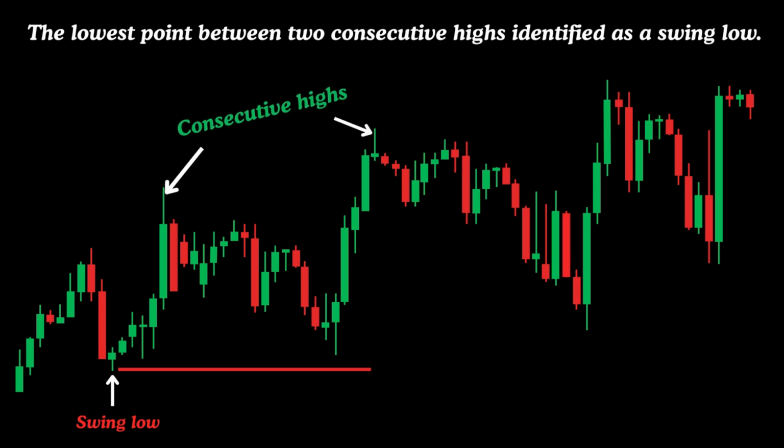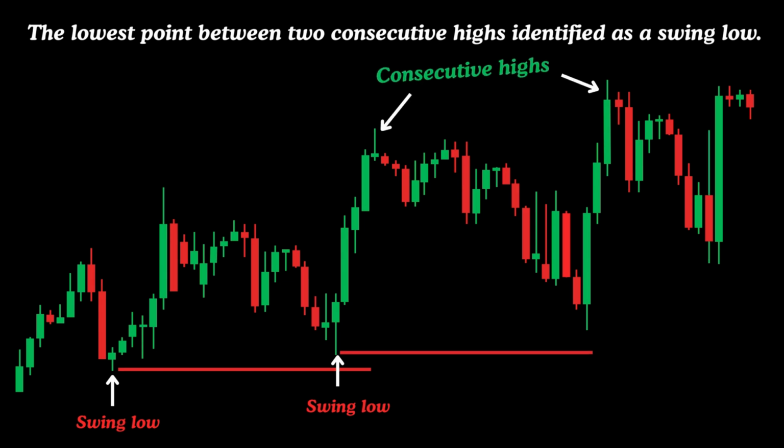In this move, we have another break of structure, with the lowest point between two consecutive highs identified as the swing low. Once again, we have two consecutive highs and the swing low. Remember, the same concept applies to the bearish scenario.